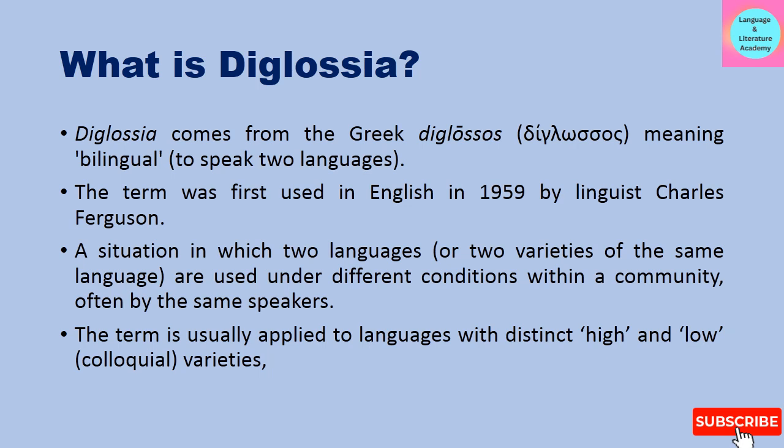Let's see what diglossia is. Diglossia comes from the Greek word diglossis, meaning bilingual. It means to speak two languages. The term was first used in English in 1959 by linguist Charles Ferguson. A situation in which two languages or two varieties of the same language are used under different conditions within a community, often by the same speakers. This term is usually applied to languages with distinct high and low varieties.